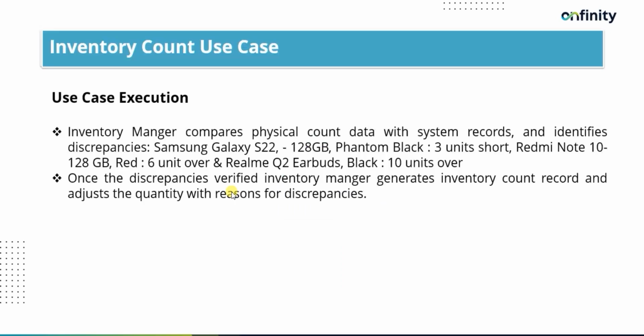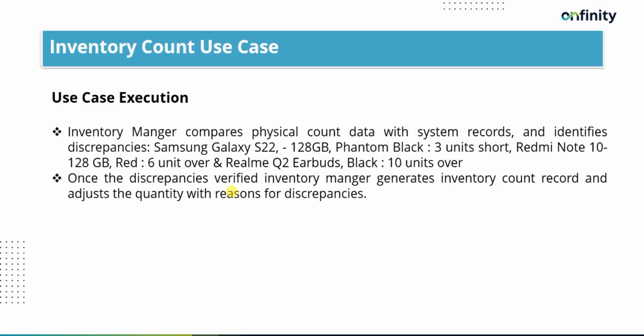Now let's see how the inventory count use case is executed. The inventory manager compares physical count data with system records and identifies discrepancies. Samsung Galaxy S22, 128 gigabytes, Phantom Black, 3 units short; Redmi Note 10, 128 gigabytes, Red, 6 units over; and Realme Q2 earbuds, Black, 10 units over. Once the discrepancy is verified, the inventory manager generates an inventory count record and adjusts the quantity with reasons for discrepancies. This use case illustrates the situation where an inventory count becomes necessary.